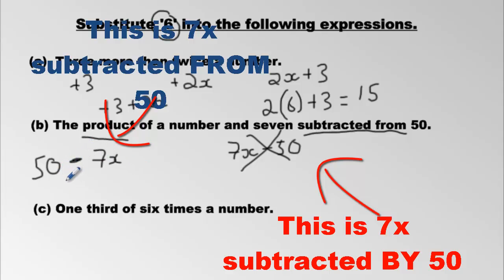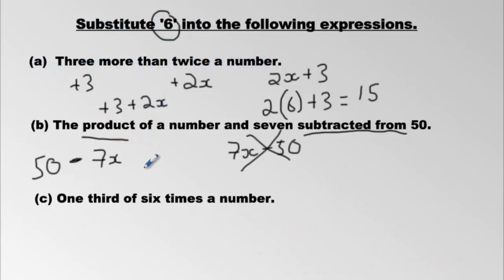That's kind of how you gotta read subtraction equations. They're a little bit different. They're kind of kooky. We're gonna put 50 minus 7 and put in brackets 6, because it says x is 6. So we have 50 minus, we've got to multiply first. So this is 42, and 50 minus 42 is 8.